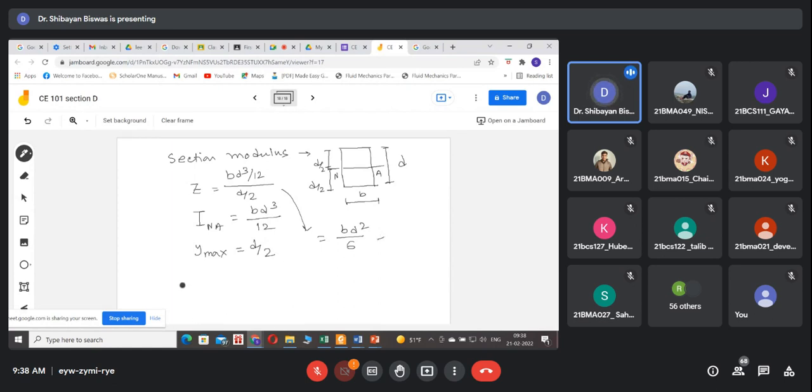So now if we want to see the section modulus of a circular section whose diameter is D. Now find out the section modulus.